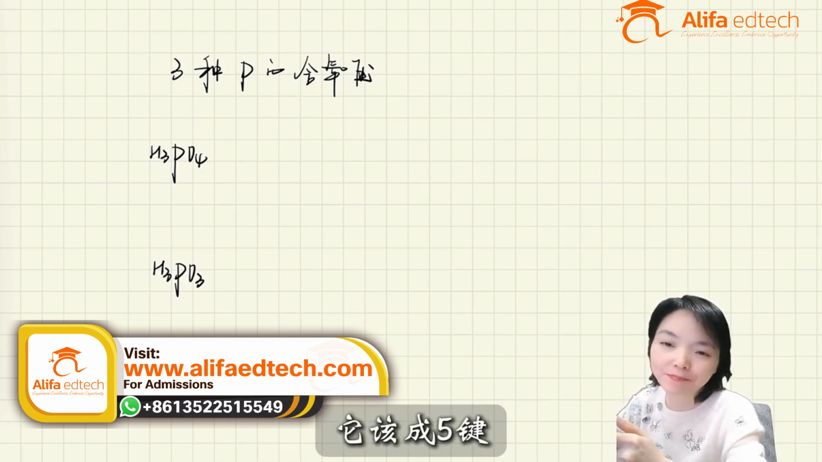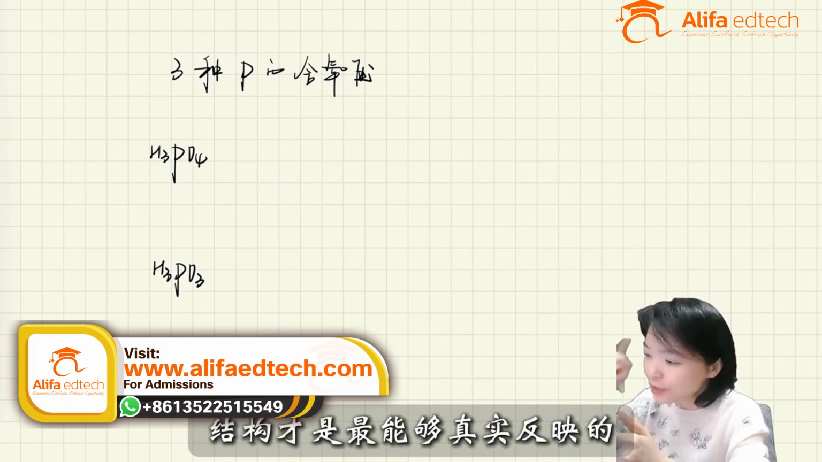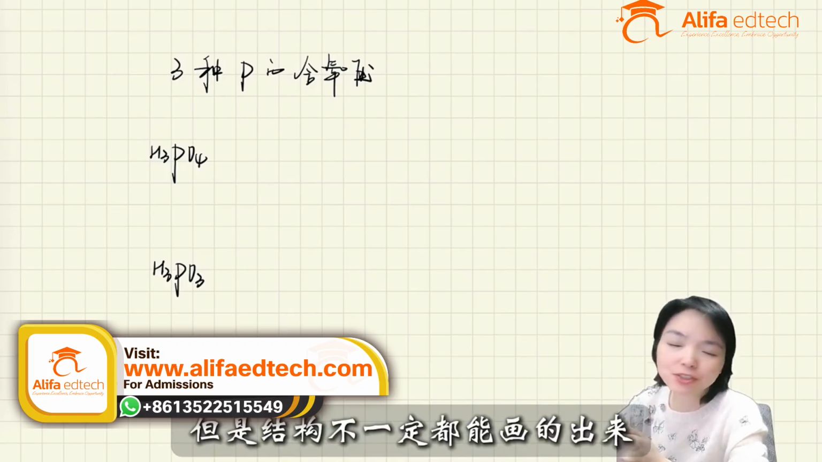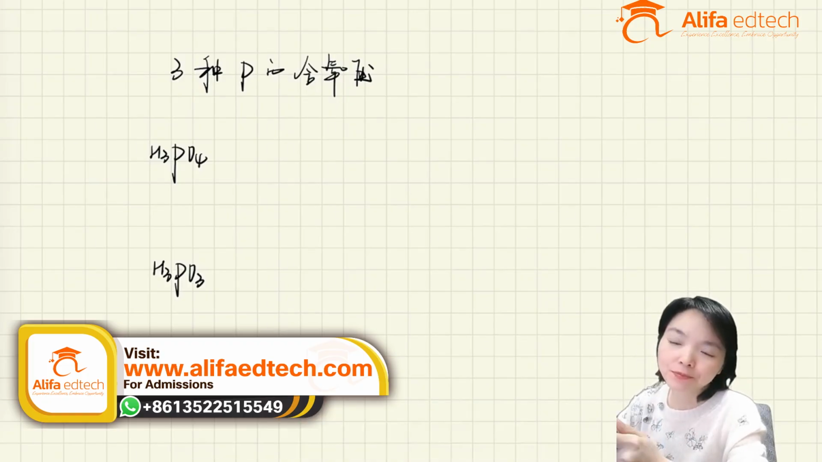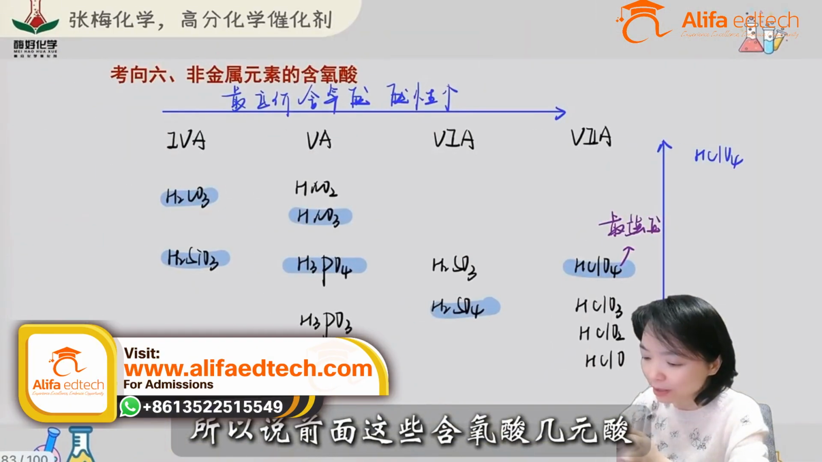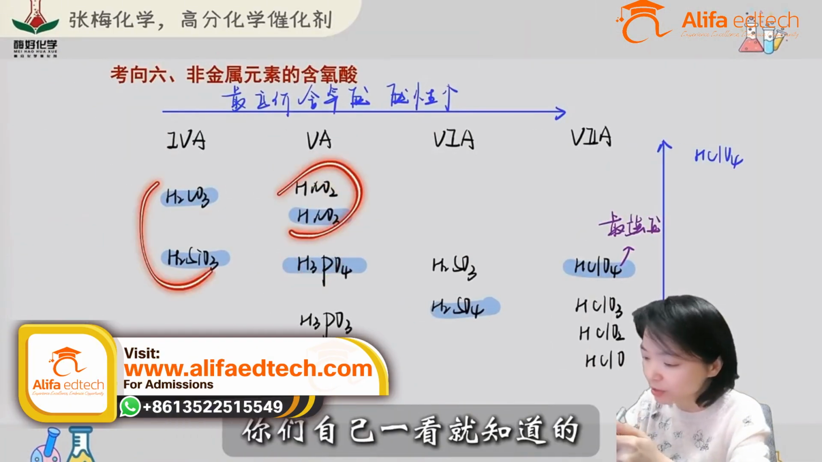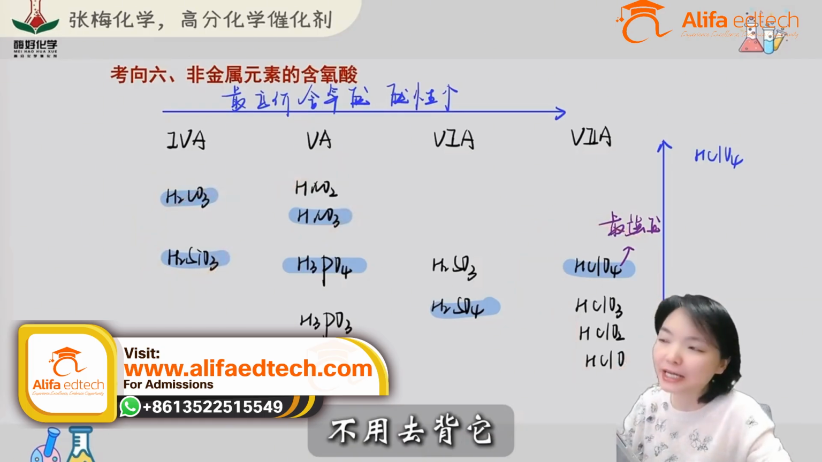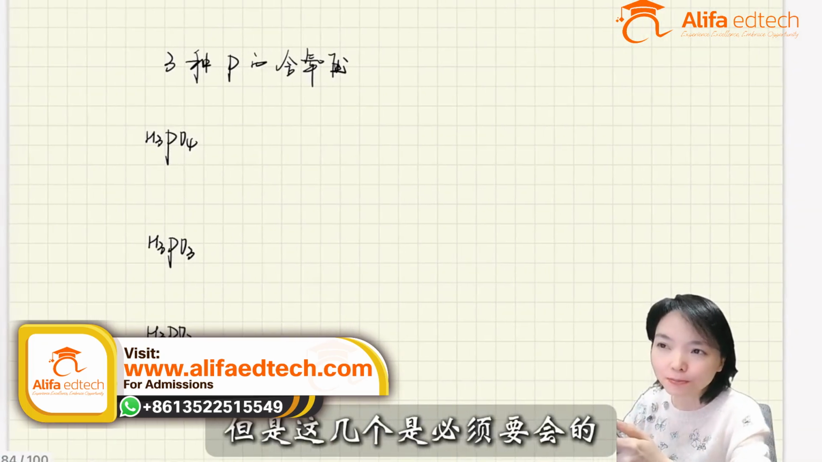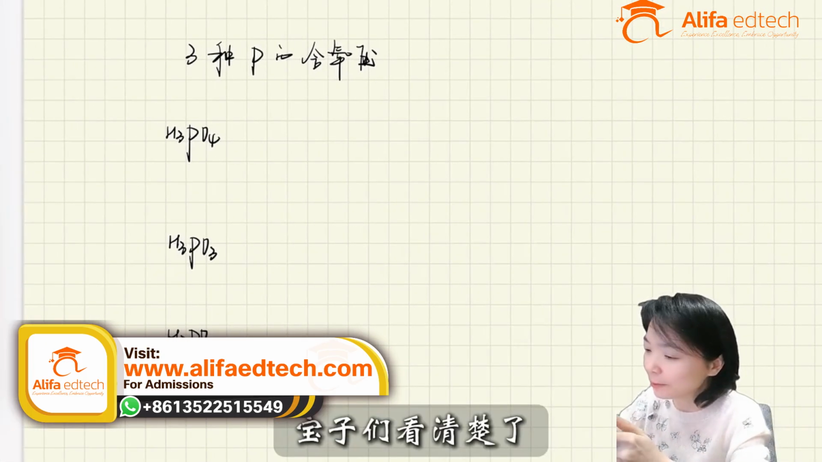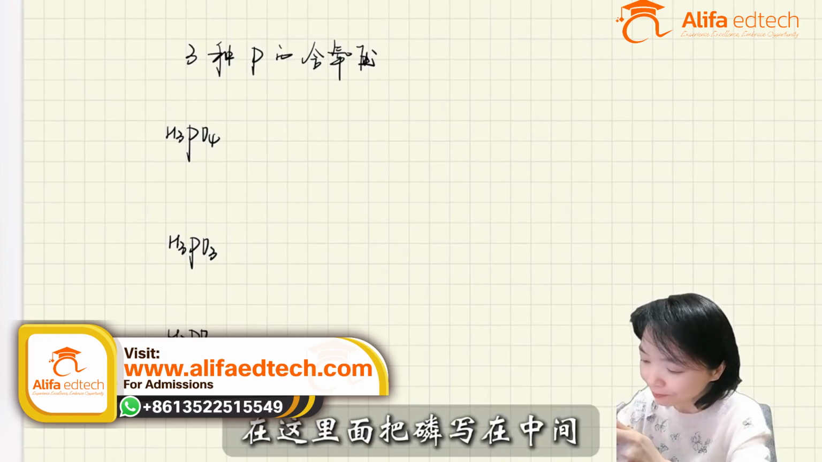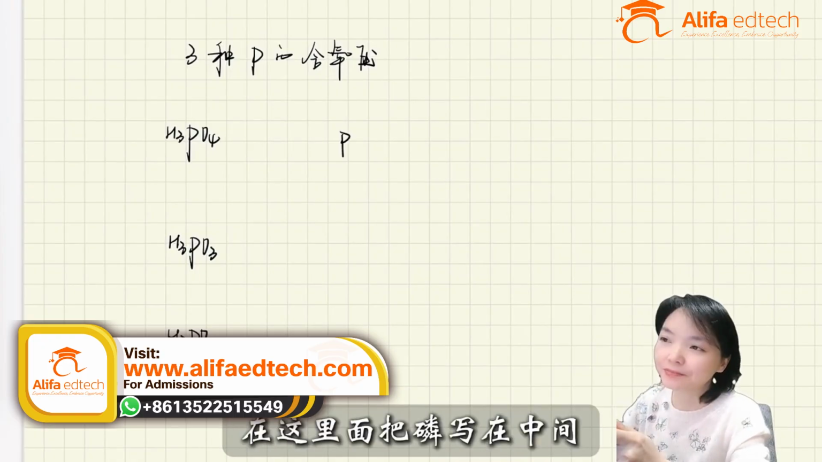So how do we understand the principle? You need to know oxygen loves to form 2 bonds, and phosphorus forms 5 bonds. We just need to draw structures. Structures show real reactions best, but structures aren't always easy to draw. So for these oxygen-containing acids, I feel these things you can understand at a glance. No need to memorize, no need to worry about details. But these few are essential to know how to draw structures.